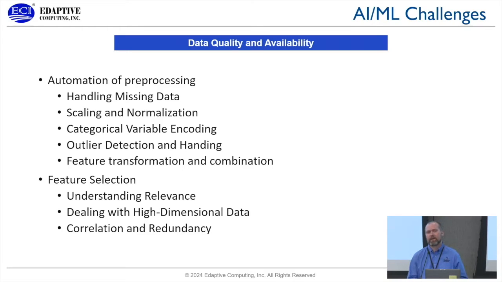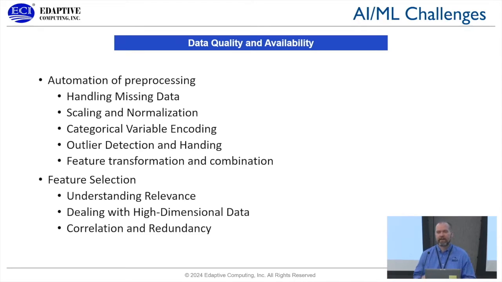Categorical variable encoding: anytime that you have categories, you need to use some kind of method like a one-hot encoder to transform that data so that it can be used by these algorithms. Again, this needs to be done without the need for any kind of coding.